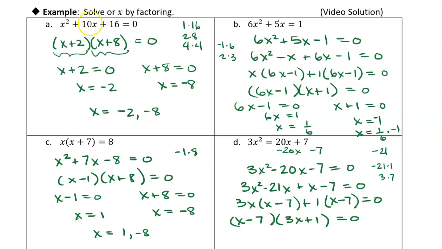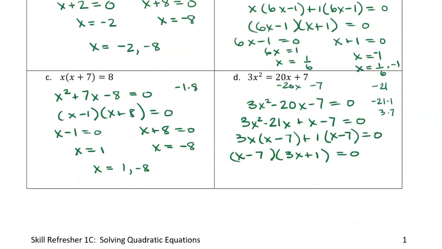So now let me scroll down and give myself a little more room to work here. I just need to set each one of those factors equal to 0, right? I'm using the zero product property. So x minus 7 equals 0, or 3x plus 1 equals 0. So this gives me x equals 7, and this would give me x is equal to a negative 1/3.